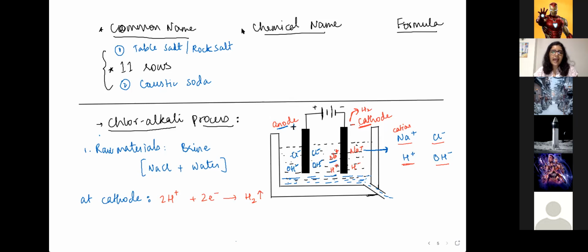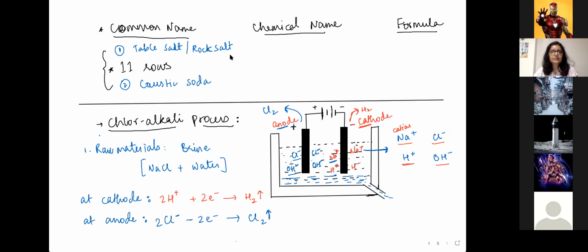Similarly, at the anode, you have OH- and Cl-. Both these ions are there at the anode. So out of these two, because of the electrode potential, because of the chemical properties, Cl- is the one that tends to lose electrons, gives out the 2 electrons to the positively charged anode, and escapes out as chlorine gas. So chlorine gas, Cl2, is liberated at the anode. Okay. So this part is really, really important. At the cathode, you get hydrogen gas, and at the anode, you get chlorine gas.